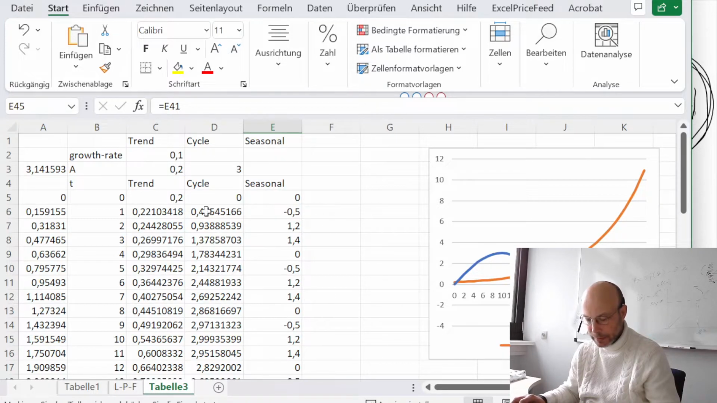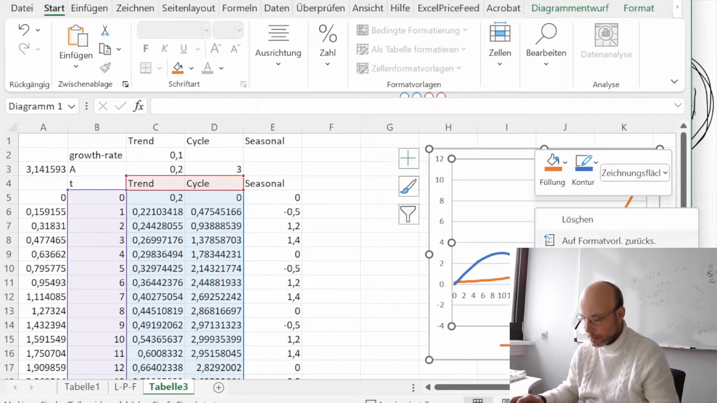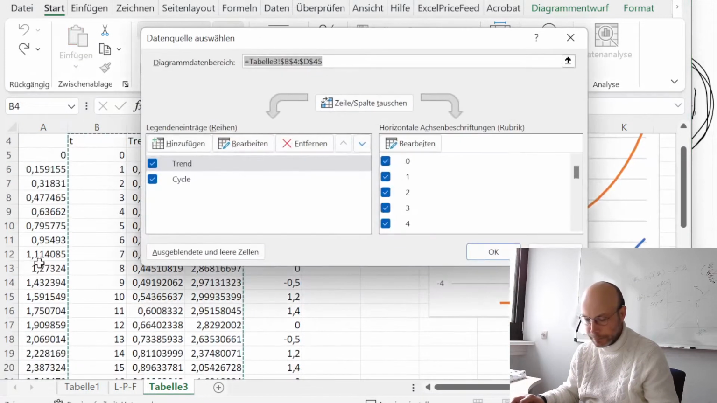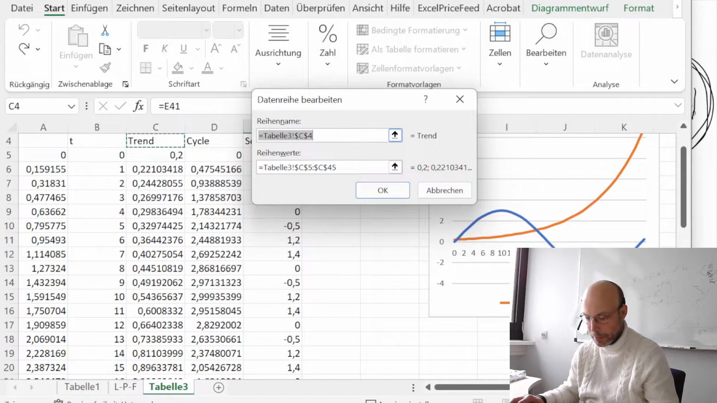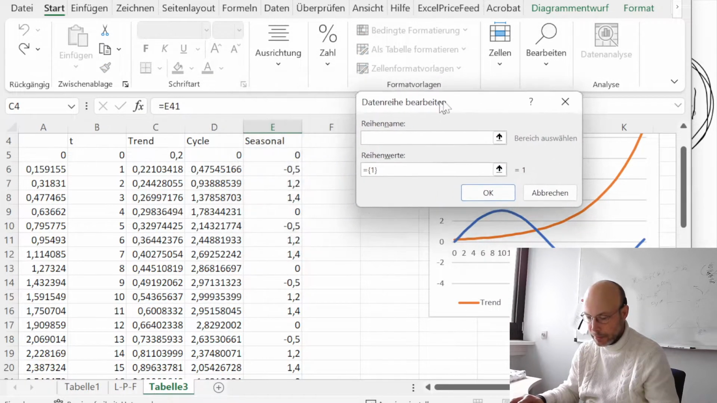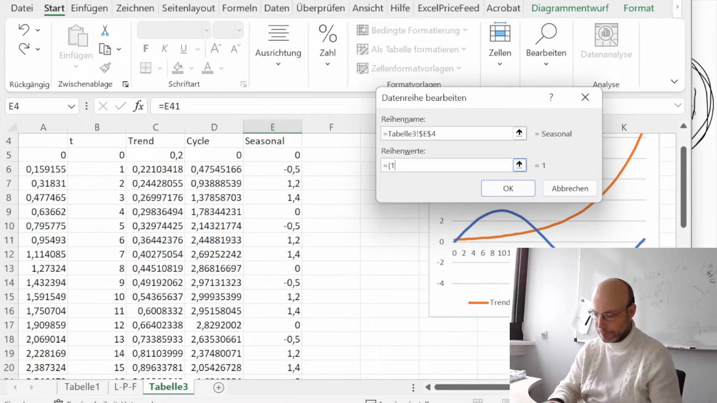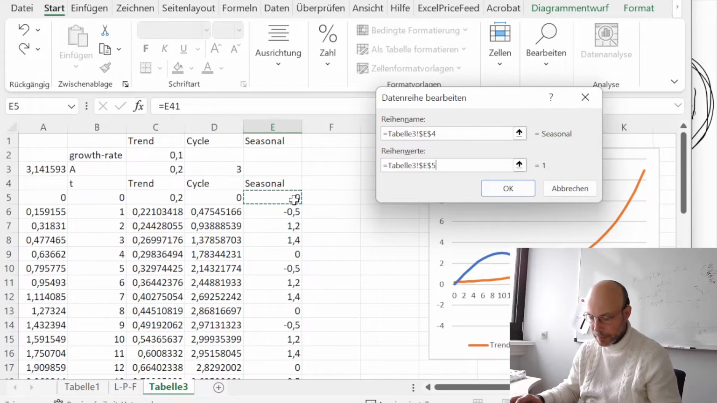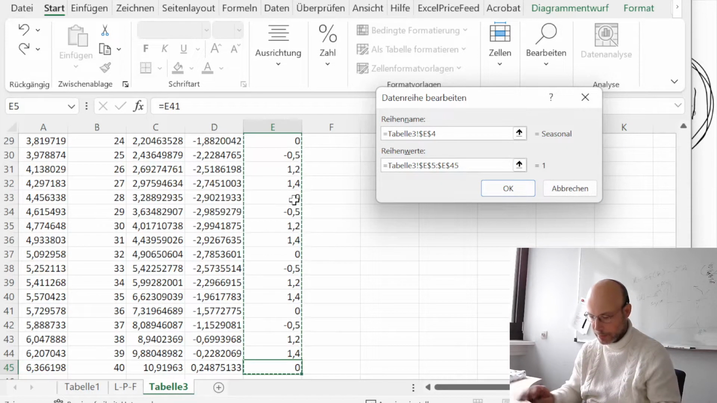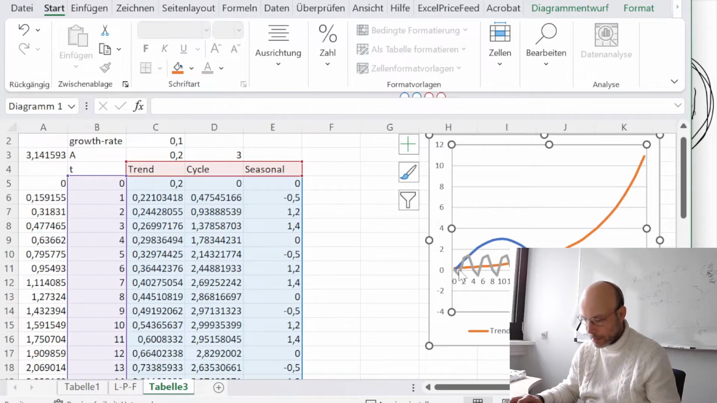So then let's also add here our seasonal data, putting in our data. And then you see here, more or less, we have something, as I showed you before, a seasonal pattern.